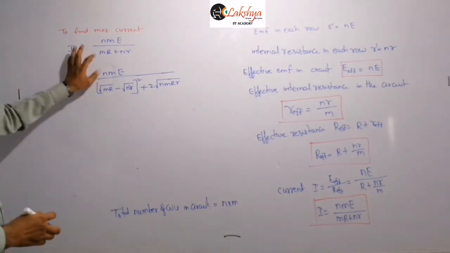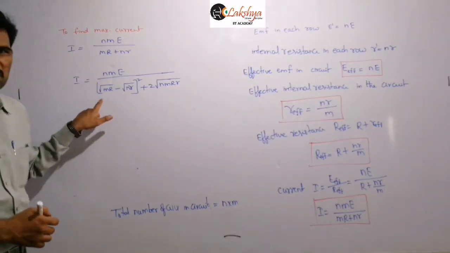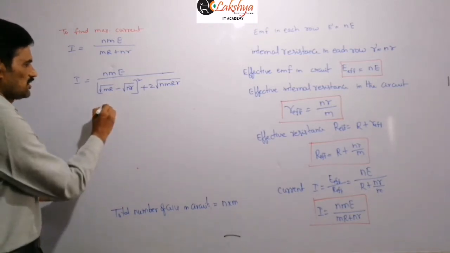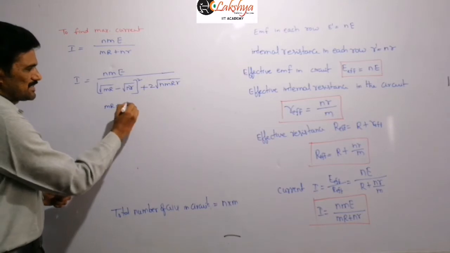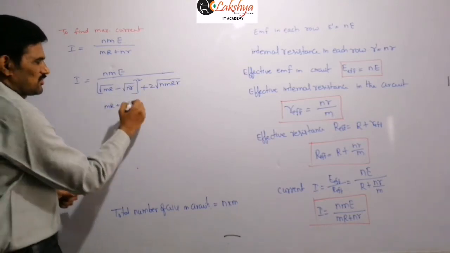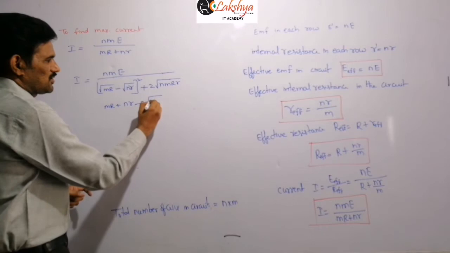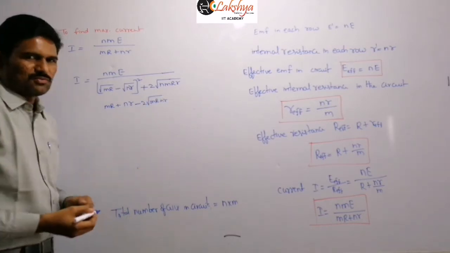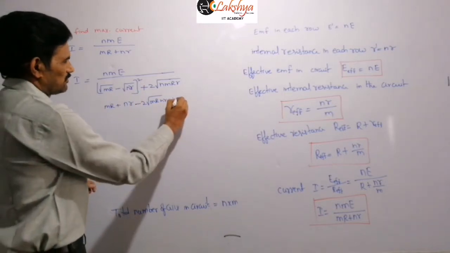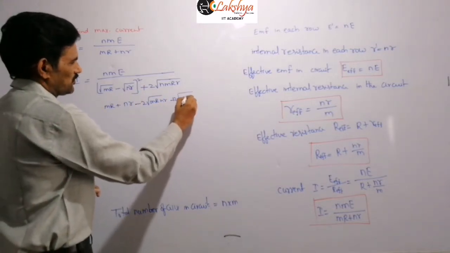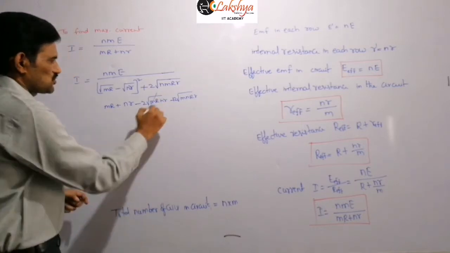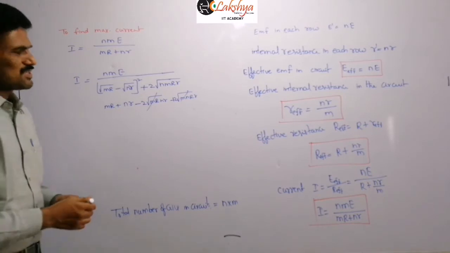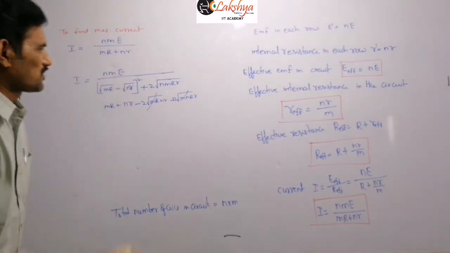Is there any change if you are writing like this? If you expand the whole square, that means mR plus nr, this value whole square means minus 2 into under root of mR into nr, that is the 2ab term, plus the term 2 into under root of m into n into R into r. So these two terms will be cancelled, and again you will get the same expression, right? Just I am expressing it in a different way.